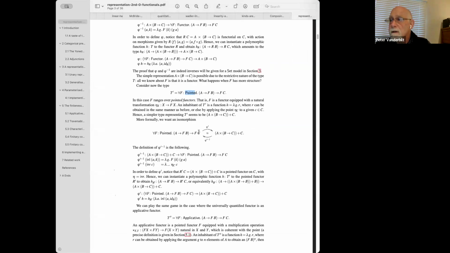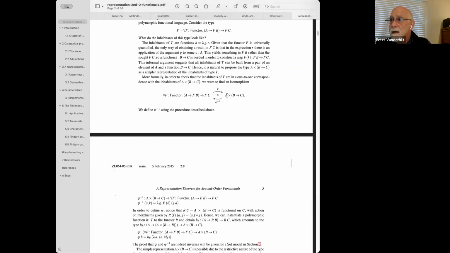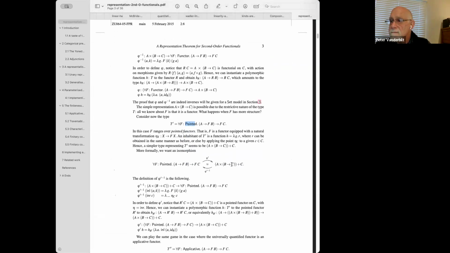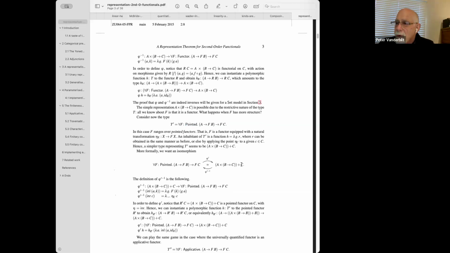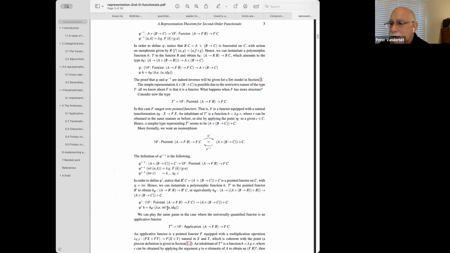So if your functor is pointed, then instead of just getting A cross B to C, you get A cross B to C plus C. And they say that's simpler, but I'm not quite sure why. But I guess you need this in order to map the point. And a simpler type representation seems to be that. And then they give the isomorphism for doing that.